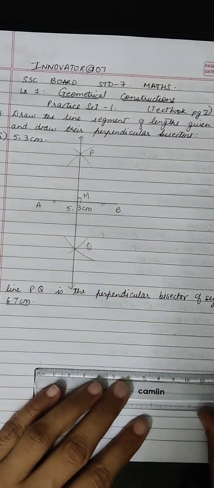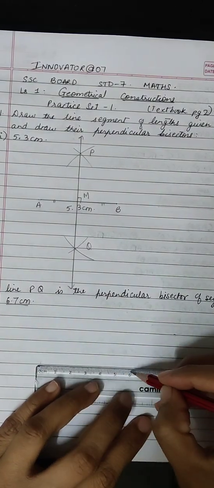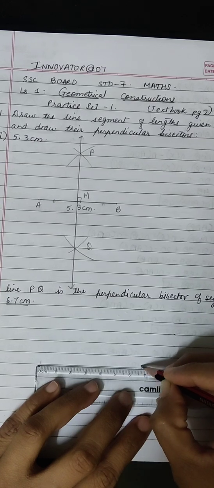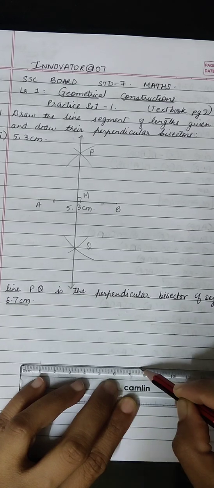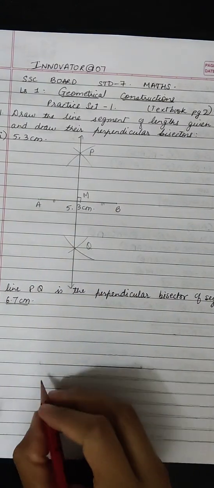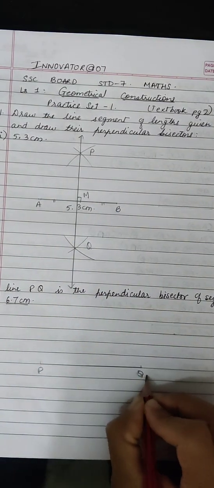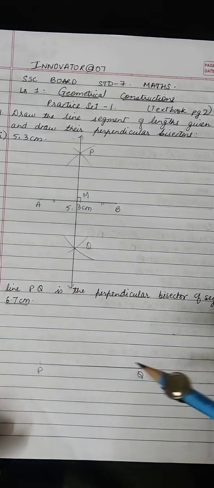Okay, the second one, it says 6.7 centimeter. So I'm going to take my scale. I'm going to mark 6, 5, 6, 7, and then I'm going to draw a line. You can name it anything. Now I'm naming it as PQ.